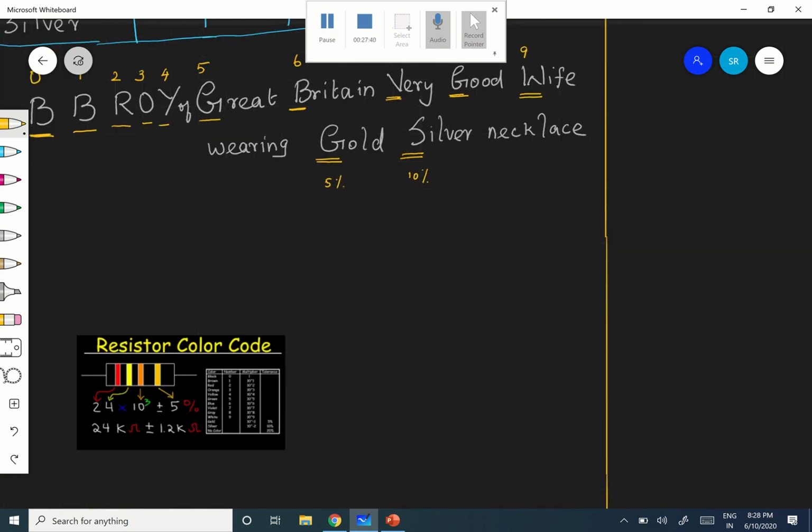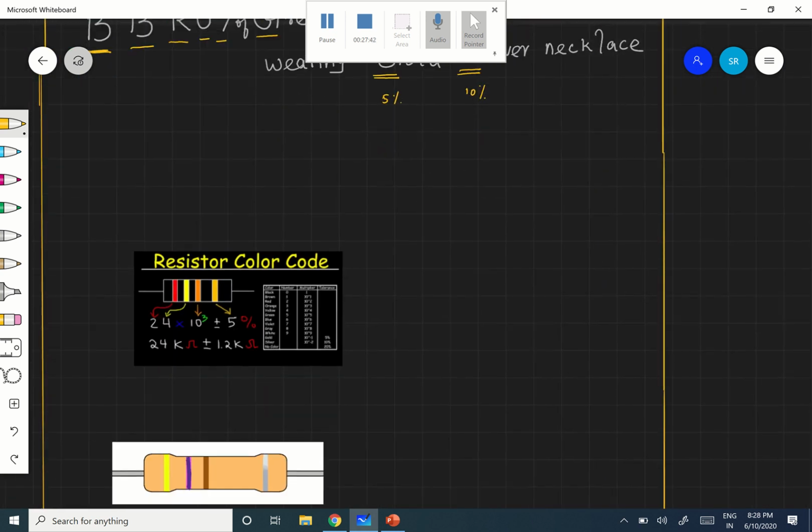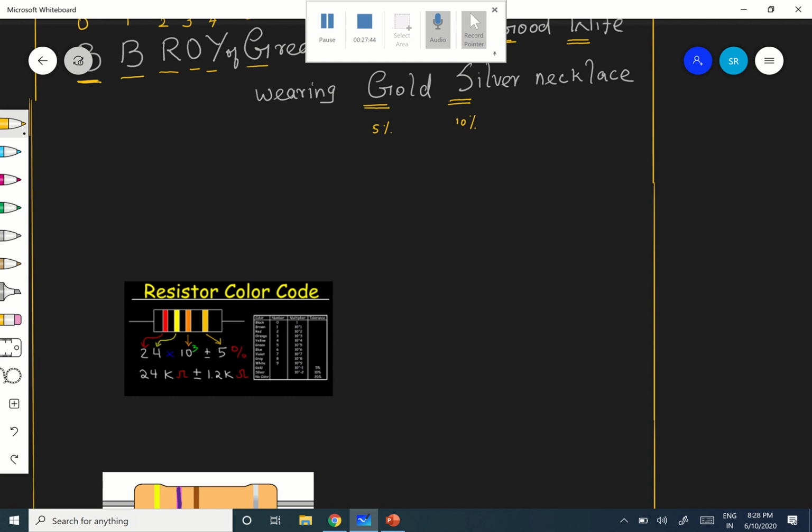Right. Now I am giving you some resistors here. You see, resistor color code. The first one is red. Red means B.B. Roy, red. See, I'll keep it here like that.